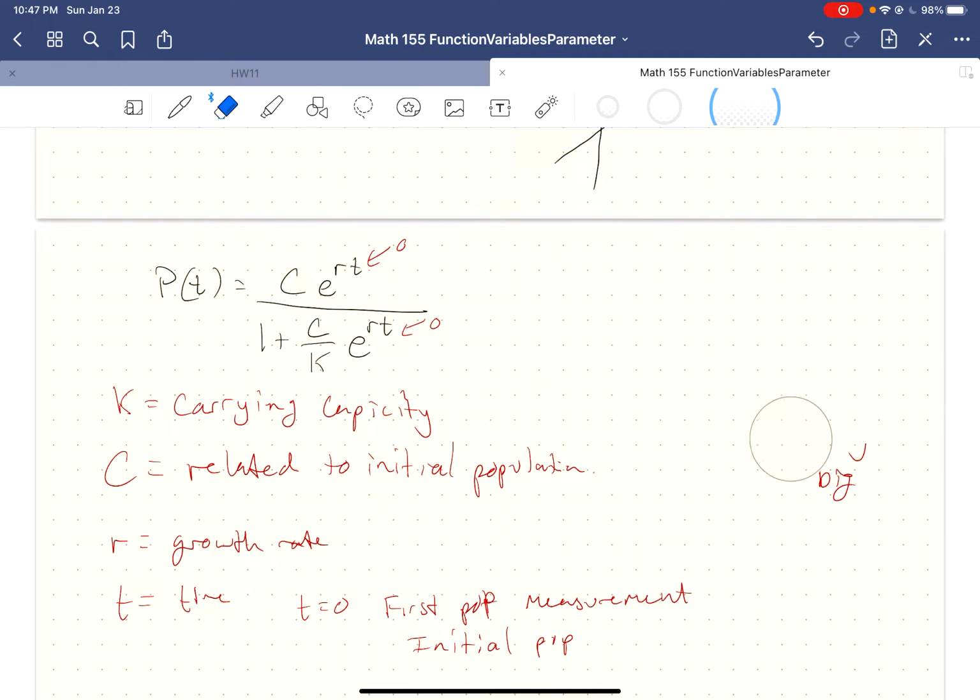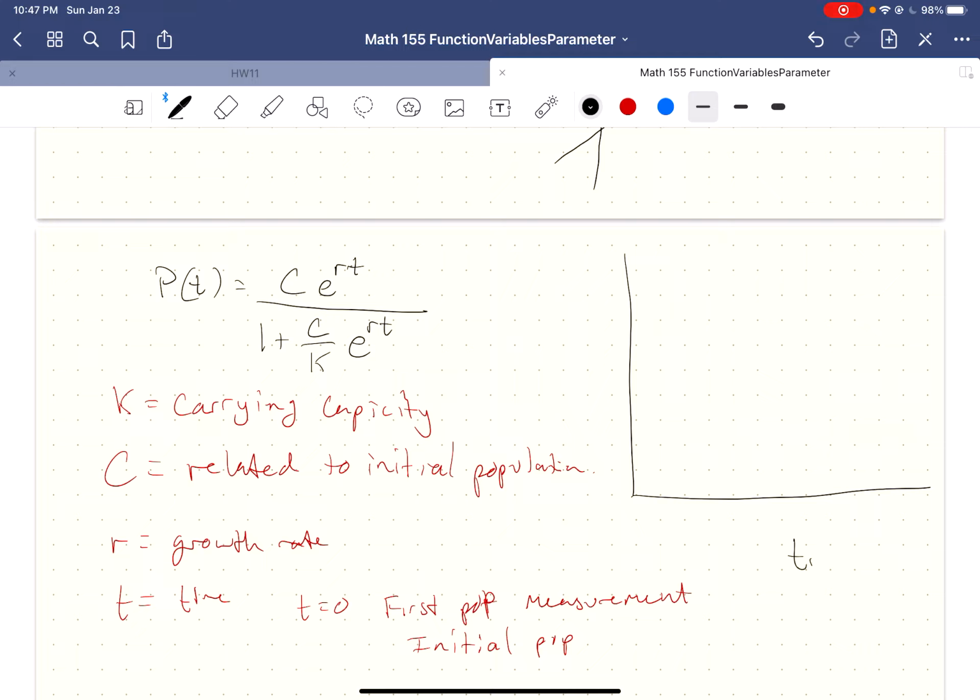Okay, so great. That is how to model population if you know carrying capacity and the growth rate and all these things. Not possibly too helpful. So now let's look at a graph of it. So here's time, and my y-axis is my population. And maybe right here is my carrying capacity k, so it could be 10 billion or something like that.